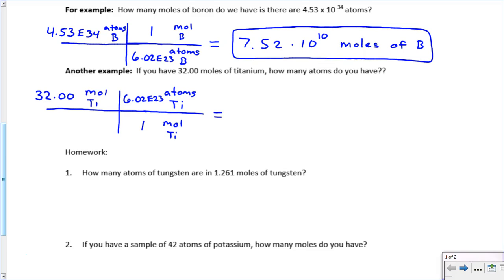You put that in your calculator, and this should have 3 significant figures because 32.00 is 4, 6.02 is 3, and then that 1 is the infinitely many. It's that perfect 1. And so we've got 3 sig figs in our answer, 1.93 times 10 to the 25th. And the units on that are atoms of Ti.